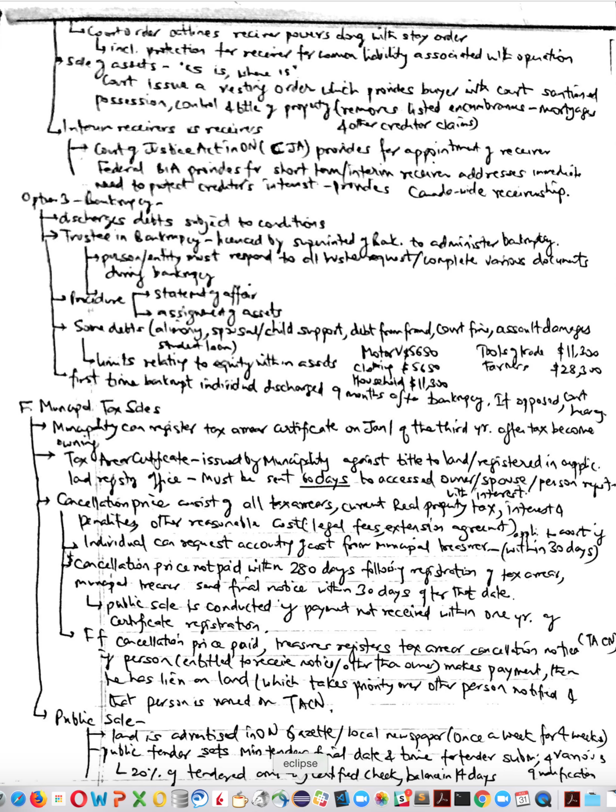Cancellation price. The tax arrears certificate can be cancelled by paying the cancellation price. The cancellation price consists of all arrears owing, current real property taxes, interest and penalties, and other reasonable costs incurred by the municipalities. Other reasonable costs could be legal fees, extension agreement, preparation of a survey if required to register the tax arrears certificate, and reasonable costs incurred after advertising the property.